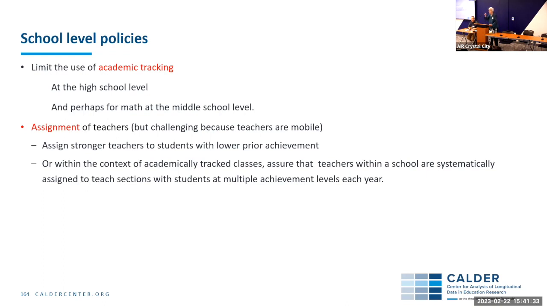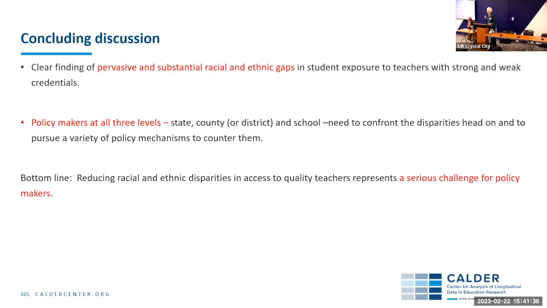So the bottom line, may I go to the final slide? The bottom line is there are pervasive racial gaps in student exposure to teachers with strong and weak credentials. We have to acknowledge that. And then the question is, how do we deal with it? And second message here is that we need policymakers at all three levels, state, county or district, and school, to confront the disparities head on and to come up with and pursue a range of policy mechanisms to counter them.